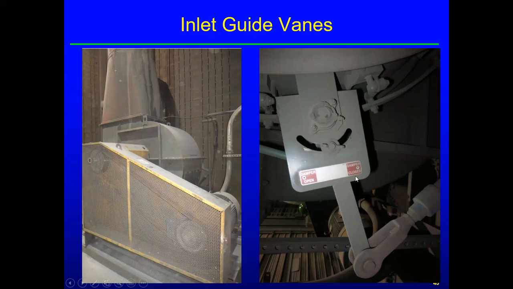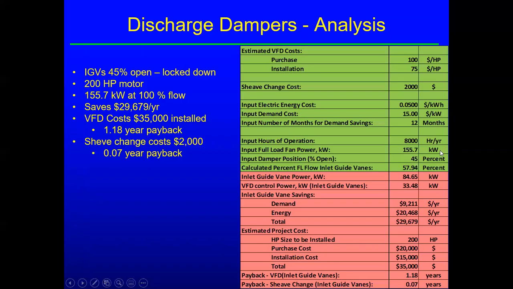This one is kind of nice because you've got an indicator over here, closed. If we pull the handle all the way over here, that's going to close the guide vane. We push it all the way over here, that's going to open the guide vanes. So that's not so bad. It's an inlet guide vanes, 45% open, locked down, 200 horse motor.